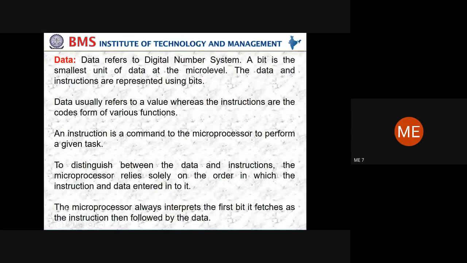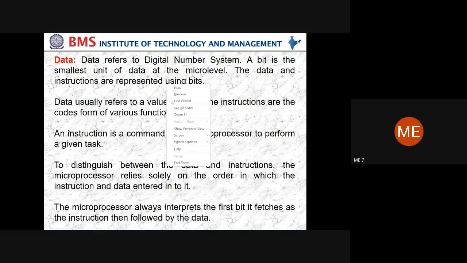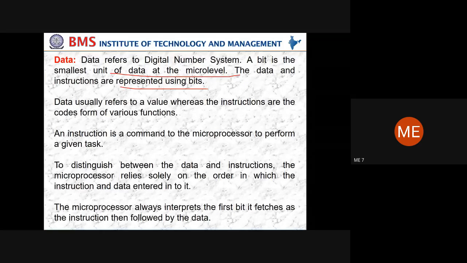We have decimal, binary, hexadecimal, and octal number systems. Now the data refers to a digital number system. Basically, a bit is the smallest unit of data at the micro level. The data and instructions are represented using bits.